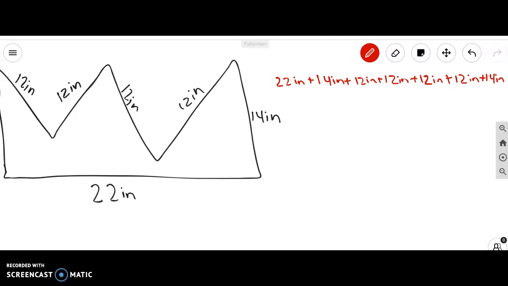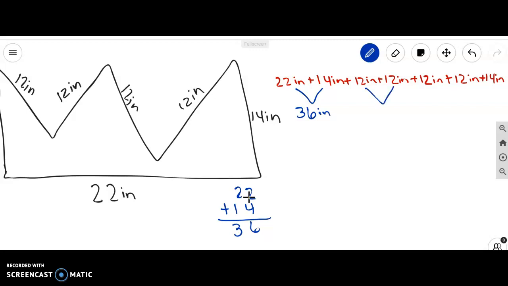Well, the easiest way is to break them up into pairs, and you solve the pairs at a time. So you can solve 22 plus 14. We know that 22 plus 14 is 36 inches. You can also solve it in the blank space below to make sure that you are solving it correctly. 4 plus 2, 6. 2 plus 1 is 3. Okay, now we move to the next pair.